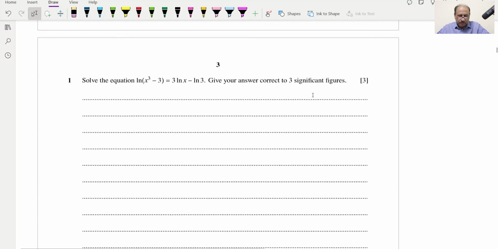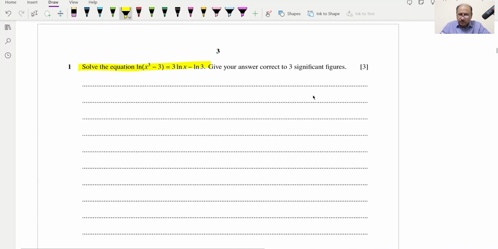Question number 1 says solve the equation. Give your answer correct to three significant figures, and we can write down this equation. Log of x cubed minus 3 is equal to this one. 3 log x we can write as log x raised to the power 3, since the number 3 can be transferred as a power, and minus log of 3. Log a minus log b will be equal to log of a over b, so it will be x cubed over 3.